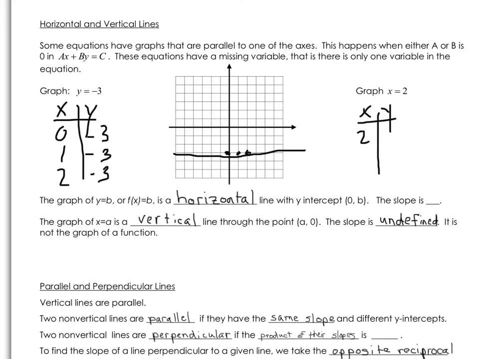What about x equals 2? x is 2. It's always 2. What is y? Doesn't matter. x is always 2. So we have the points (2, 0), (2, 1), (2, -1), (2, 2), (2, anything). It is a vertical line, and vertical lines will always be of the form x equals some value.